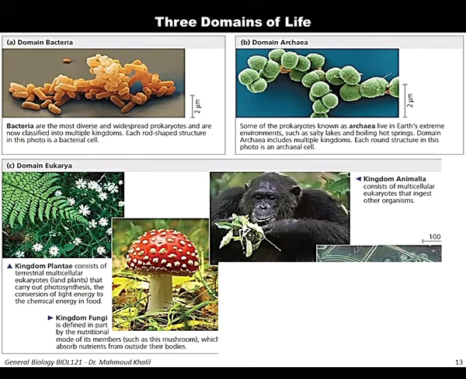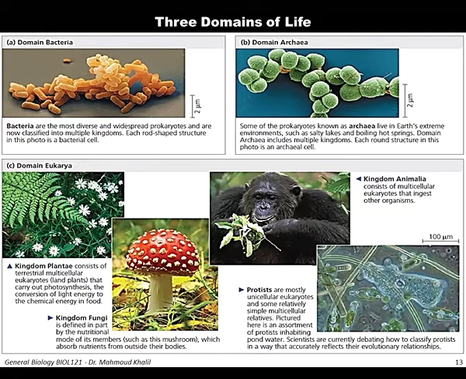Then the kingdom Animalia, which we as humans belong to. Of course, it consists of a lot of multicellular eukaryotes that ingest other organisms. So actually, it's heterotrophic.